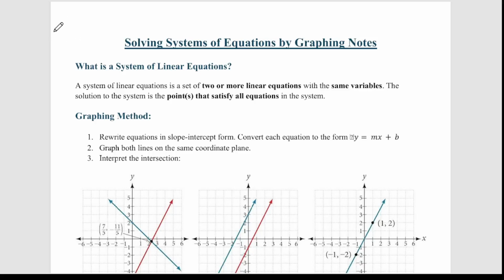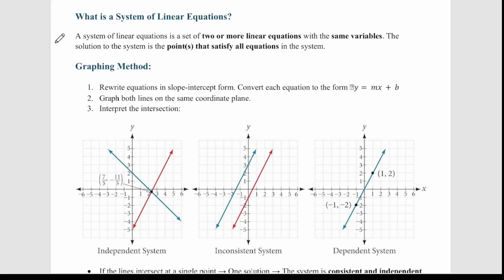Today we're going to be talking about solving systems of linear equations. A system of equations is any time you have at least two equations where you're looking for solutions that work with both equations. If it's a system of linear equations specifically, both equations will be linear and both of them will use the same variables.